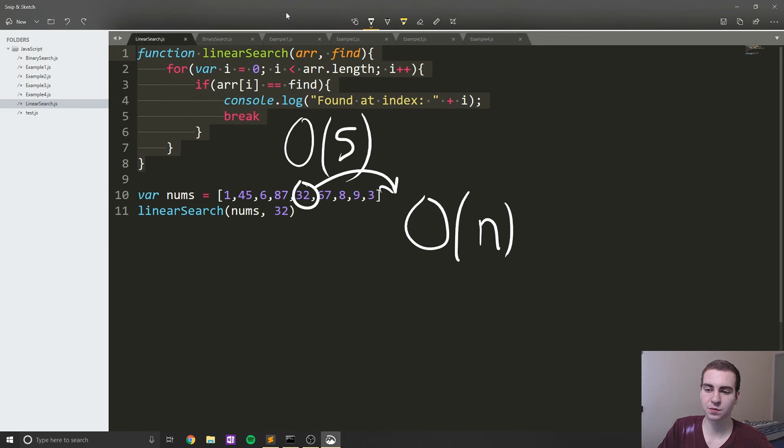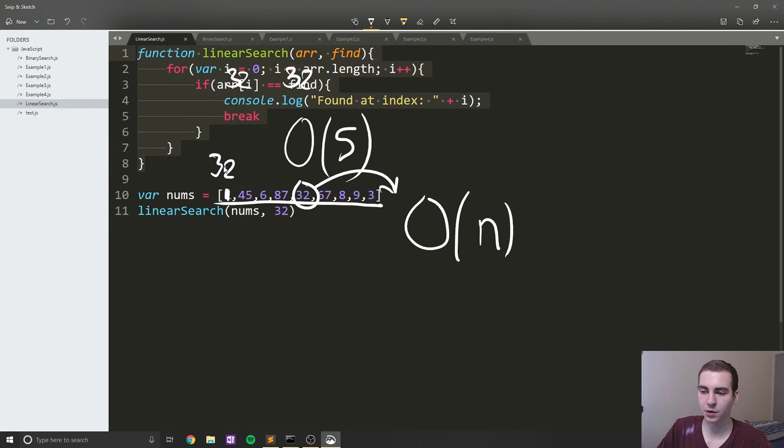Now the best case would be if the element was at the beginning. If we had 32 instead of 1 right here, then we would simply loop once. We'd say 32 equals 32, and then we'd print it out and we would break. That would only take one time, one operation. But the thing is, we don't know where our element's going to be, because this list could change. This list could be any size. It could have a different amount of elements.